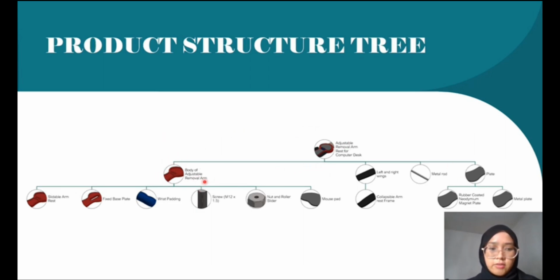So this is the product structure tree that has 4 elements, which are body, wings, metal rods, and plate. For the body, we have slidable armrest, fixed base plate, wrist padding, screw, nut and roller slider, and then we have mouse pad. For the wings, we have left and right collapsible armrest frame. And lastly, for the plate, we have 2 kinds of material, which is rubber coated neodymium magnet plate, and metal plate, which is used for connecting to the table.